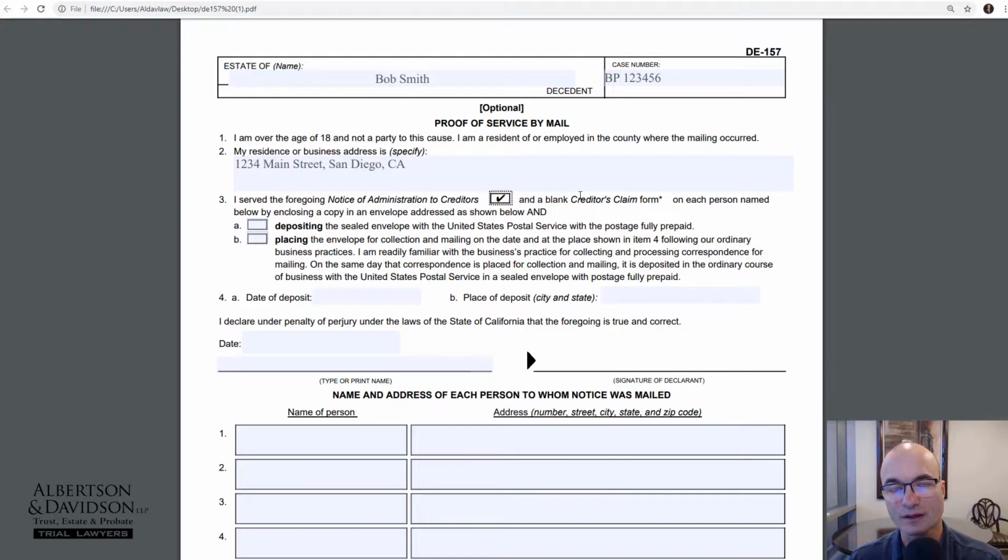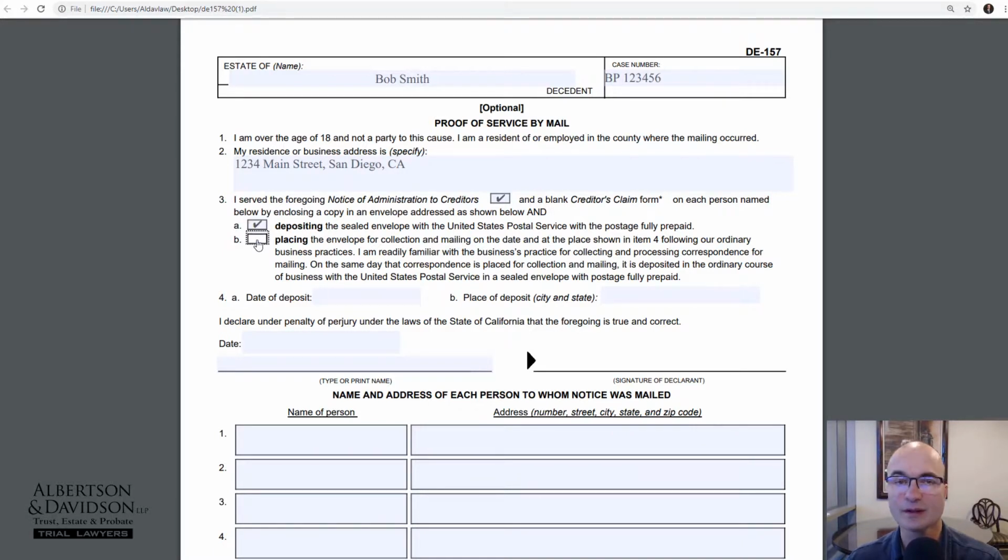And I know that sounds funny, but that's what a personal representative is required to do. And so then they'll either deposit this notice in a sealed envelope in the United States Postal Service, or you can place it for mailing at your place of work if you are familiar with that practice and you know that the mail goes out the same day. So you'll just check one of A or B.